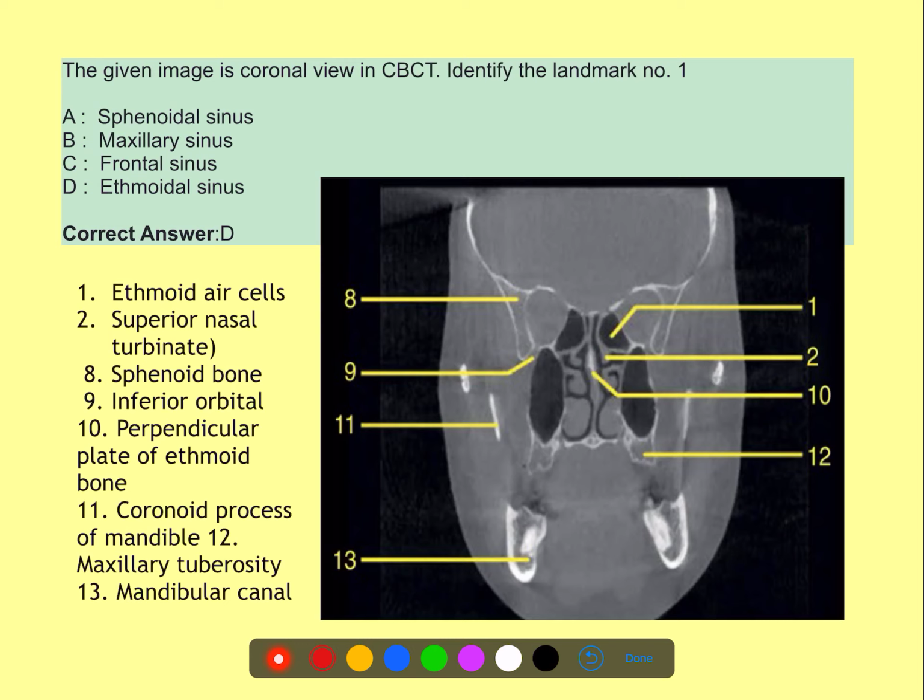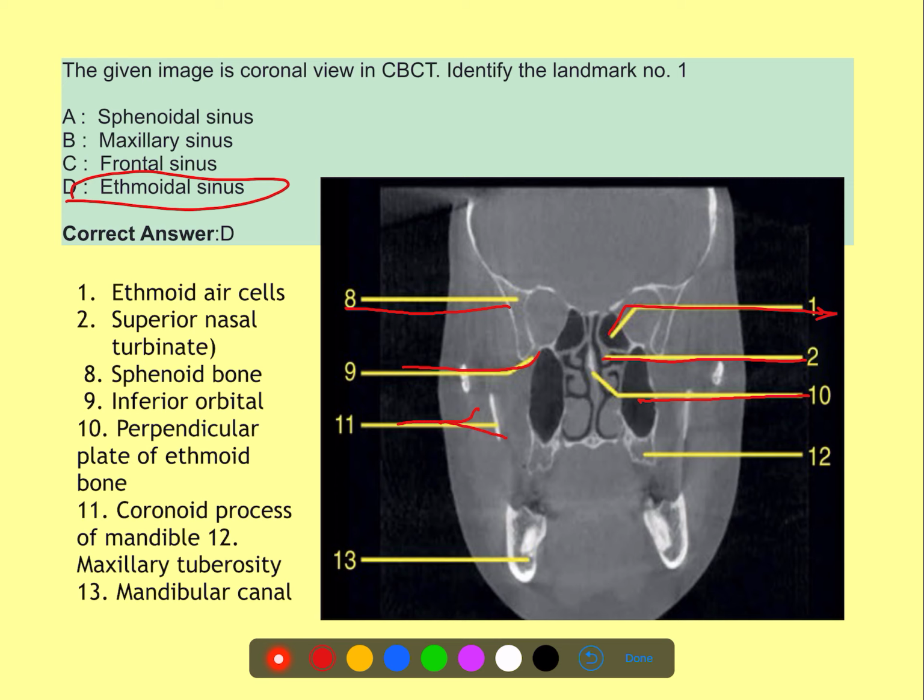Identify the landmark number 1. The first thing is ethmoidal sinuses. This is ethmoidal sinuses. The second thing is superior nasal terminate. Here the 8th one is sphenoid bone. 9th one is inferior orbital region. 10th one is perpendicular plate of the ethmoid bone.